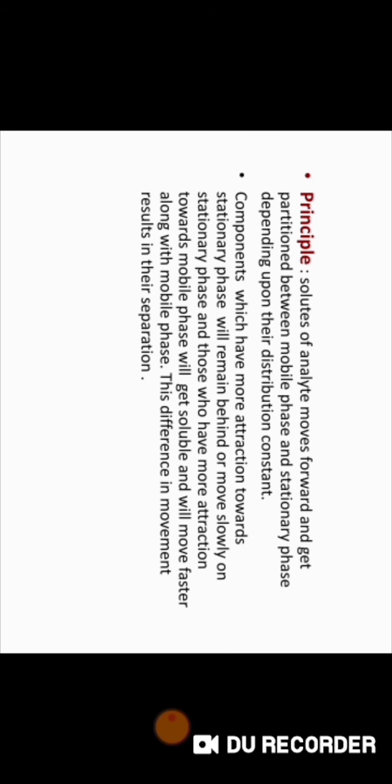If a component has more attraction towards the mobile phase, we know that the mobile phase gives momentum or carries the solute forward along with it. So if it has more attraction towards the mobile phase, it will move faster, and there will be a difference in movement of these components, and this difference in movement will result in separation. So suppose we have two solutes, A will go forward and B will remain behind, and in this way separation of A from B will take place.